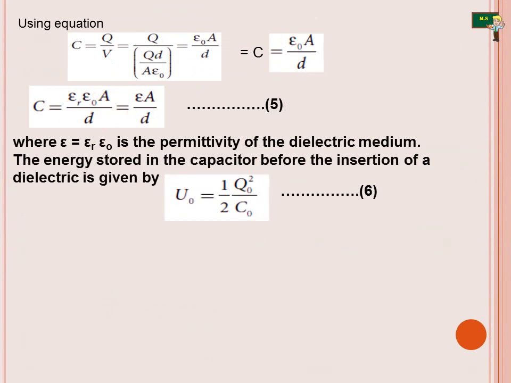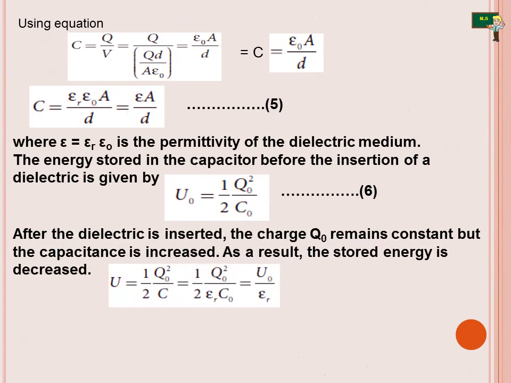Where epsilon R is the permittivity of the dielectric medium, the energy stored in the capacitor before the insertion of the dielectric is given by U naught is equal to 1 by 2 into Q naught square divided by C naught. This is equation number 6. After the dielectric is inserted, the charge Q naught remains constant, but the capacitance is increased. As a result, the stored energy is decreased.